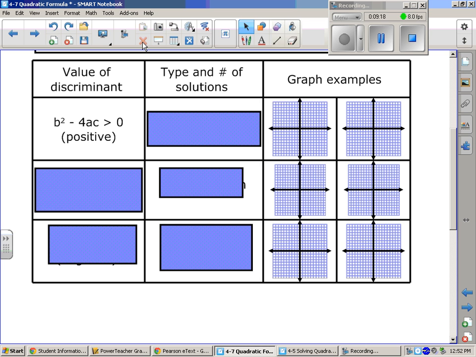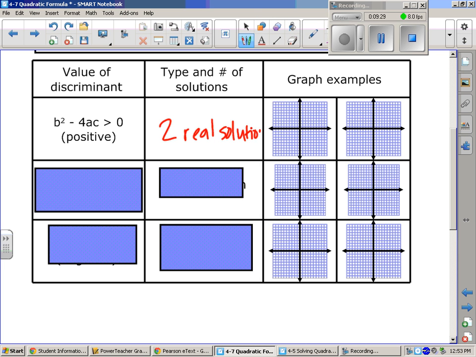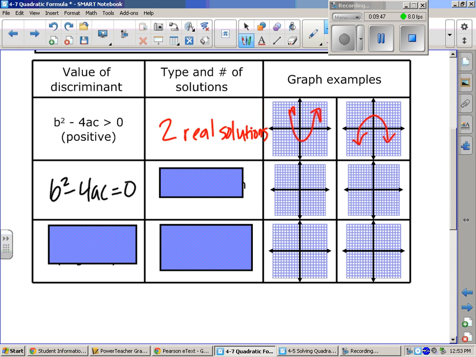And if you get a positive answer, what that means is you have 2 real solutions. It means that your parabola does cross the graph twice, at 2 different places. If you were to ever get a discriminant value that is equal to 0, that's kind of a unique situation.